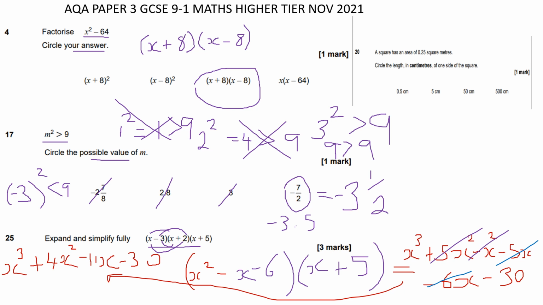Question 20. A square has an area of 0.25 square meters. So the area of a square is 0.25 meters squared.